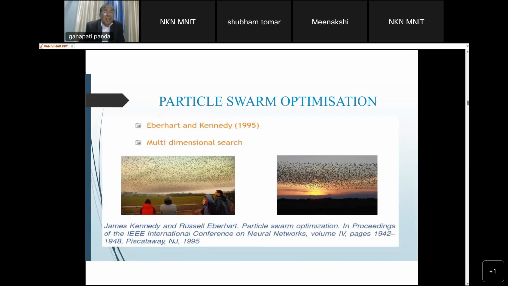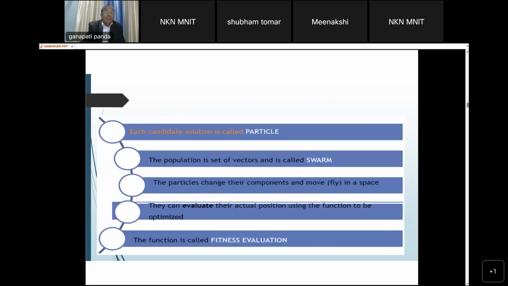It started in 1995 by Eberhart and Kennedy. The birds' behavior: they move, search for food, move with high velocity. But when they find food, their velocity reduces, they become steady. And if one bird finds food, all other birds come to that place, either in good time or bad time. And this set of birds is called a swarm. So it is swarm intelligence.